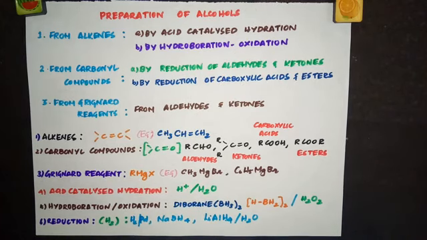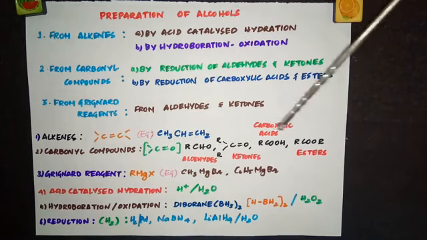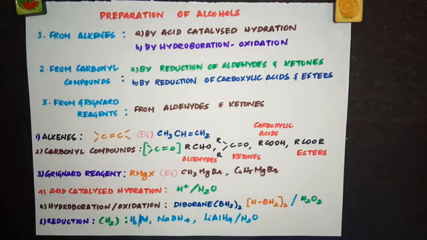Next one is carbonyl compounds. Those compounds which have this part, C double bond O, in their functional group, are called carbonyl compounds. We have aldehydes, ketones, carboxylic acids and esters. They are collectively called carbonyl compounds because they have C double bond O in their functional group.